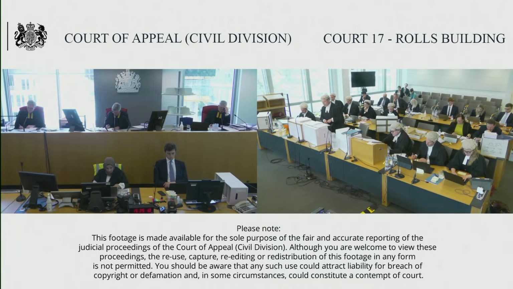The second element is the proposition that the judge rejected the alternative case at the trial on the grounds that he found it insufficiently precise. And this too, we will say, is wrong. We shall turn to the key paragraphs in the judge's judgment at the end, 388 to 391, where he briefly addresses the arguments that were made by Servier at the end of the trial, which deviated from the pleaded case.